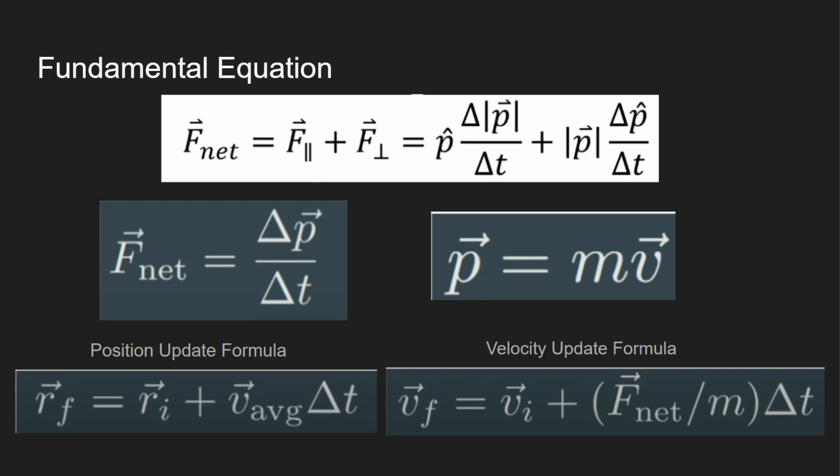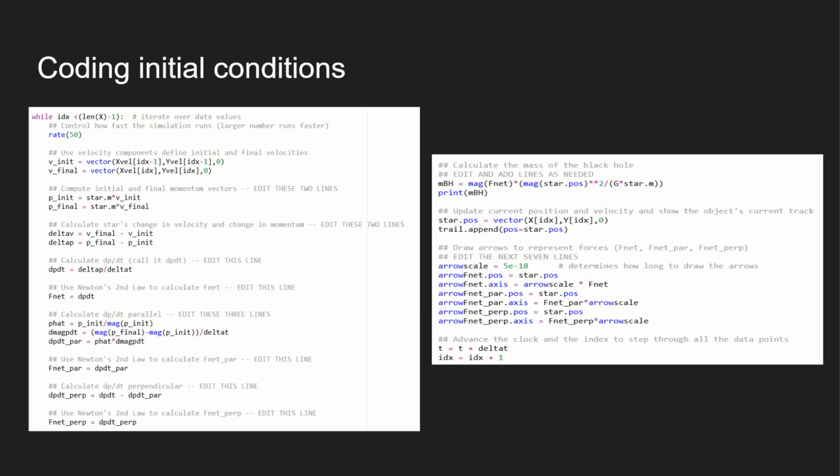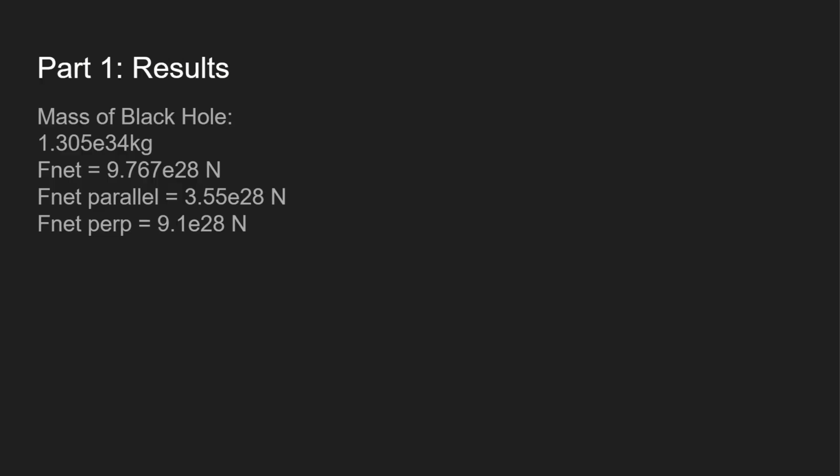And then there's F net equals your change in momentum over your change in time. And then there's p equals mv. And then there's the position update formula and the velocity update formula. So here are my initial conditions for coding. And then here are the other ones.